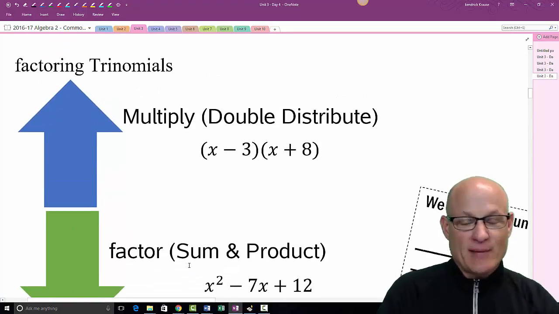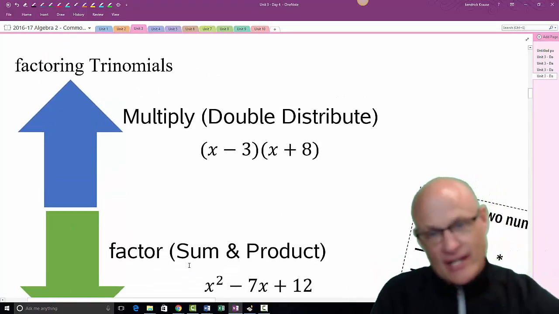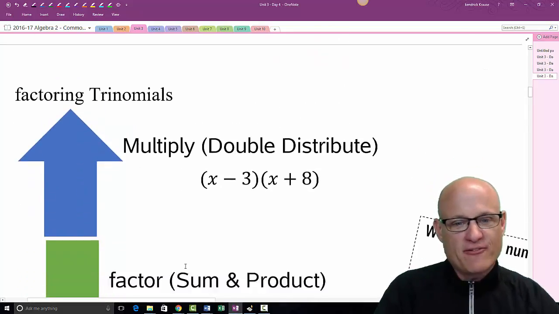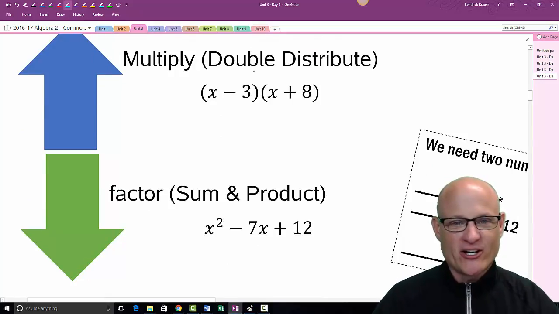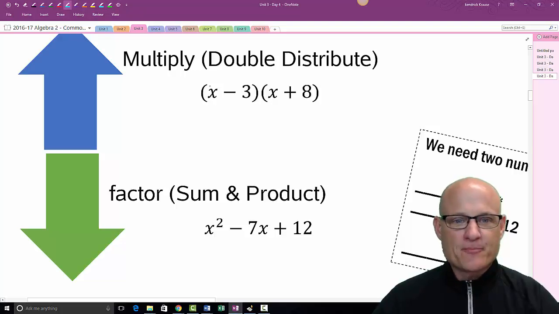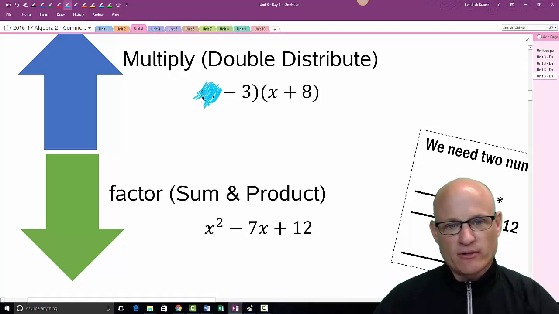So, factoring trinomials. I'm telling you right now, if you're in my class, you're going to know this. I love to factor. So when you're multiplying binomials, let's pretend this wasn't here. If I just had this, I'd say, oh, distribute. Negative 3 times that would give me negative 3x, and negative 3 times that would give me negative 24. And I'd be done. That's not what I have.